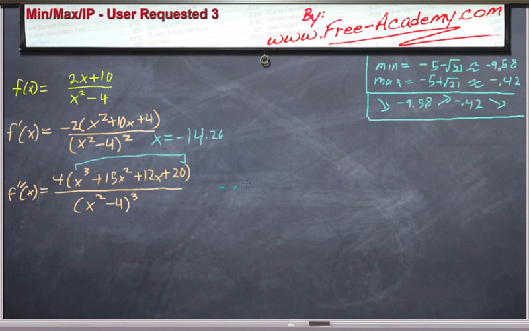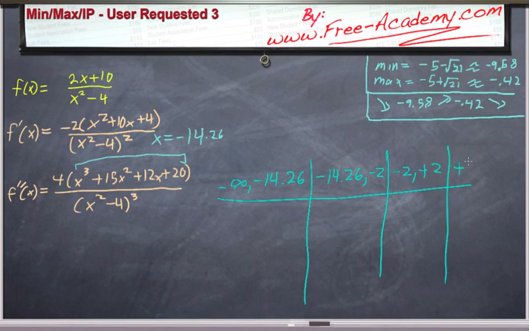We're going to do negative infinity to negative 14.26. And now here's where the trick comes in. You do negative 14.26 to negative 2, negative 2 to positive 2, and positive 2 to positive infinity. Now you may be wondering to yourself, how come I picked these numbers here? Where did the negative and positive 2's come in?